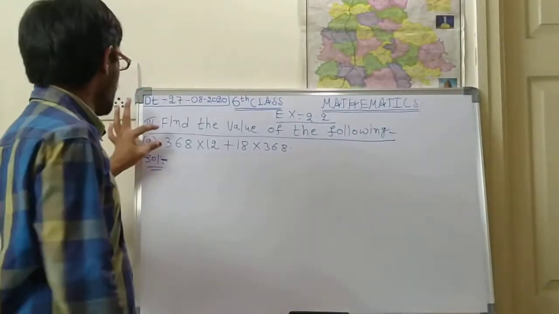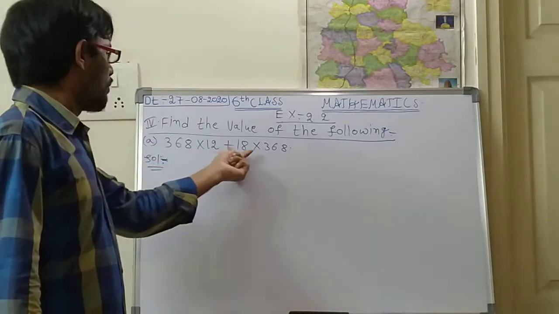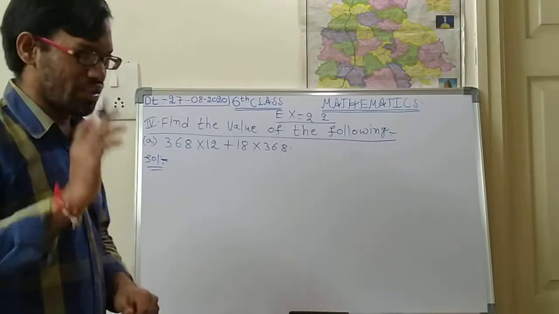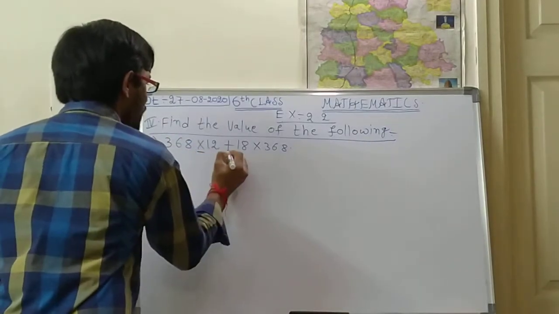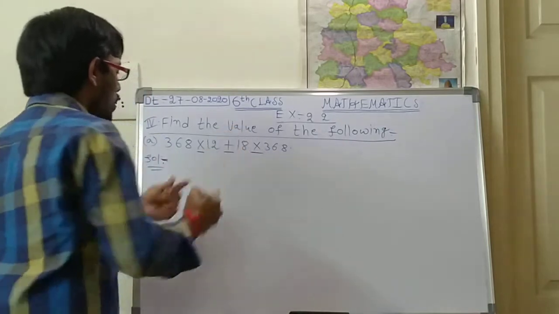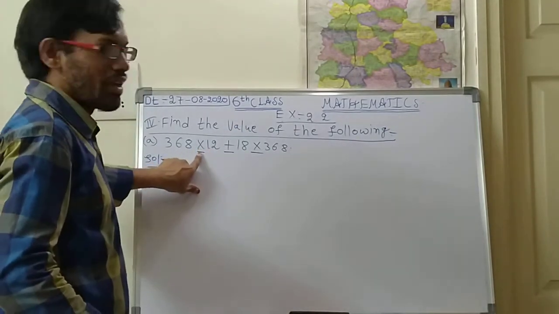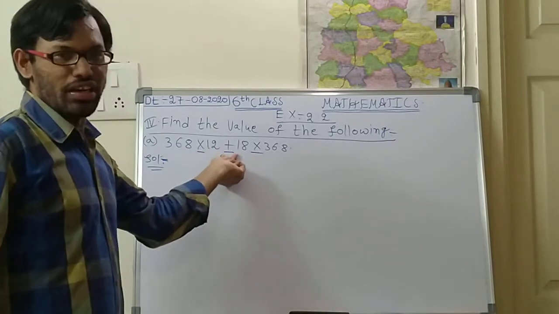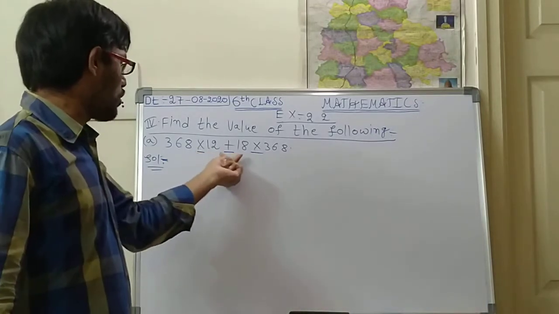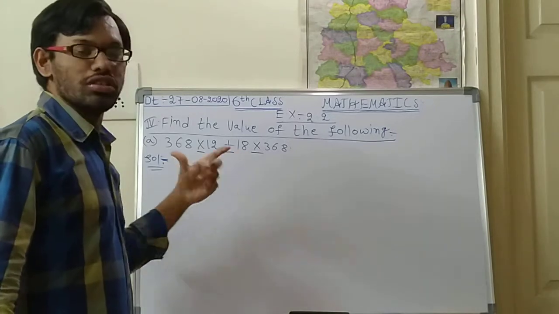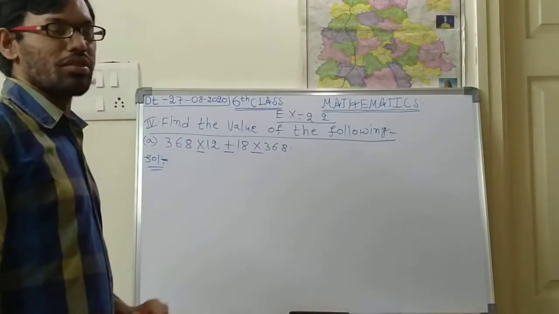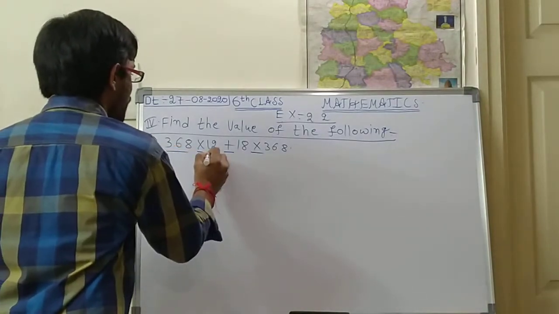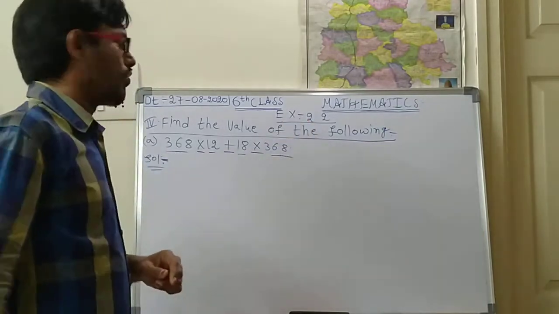So here, first see 368 into 12 plus 18 into 368. In the given problem, you are noticing two symbols. One is multiplication and another one is addition. Along with these two symbols there are three different numbers.